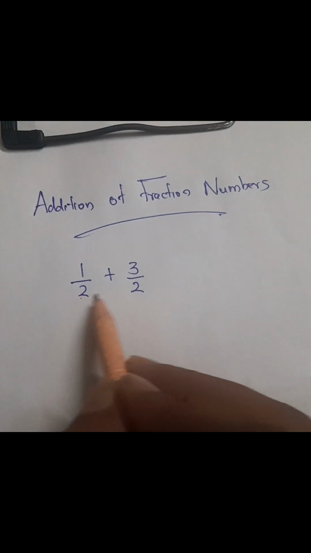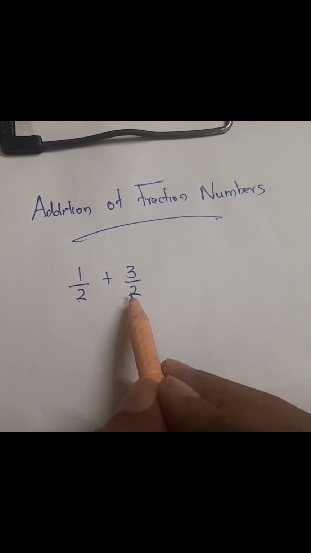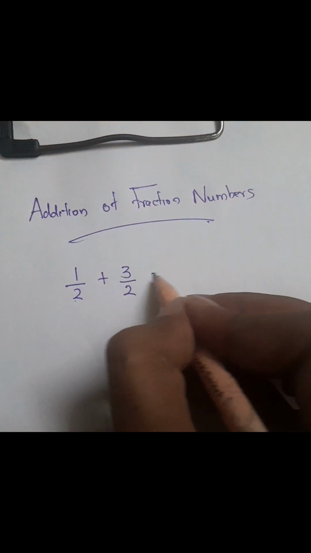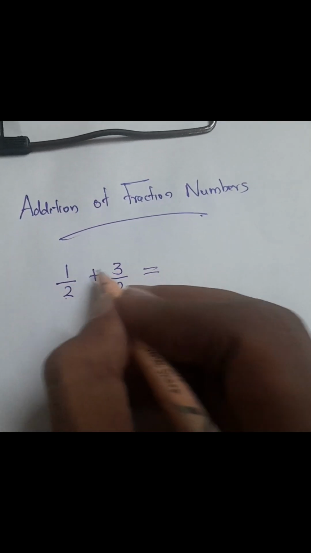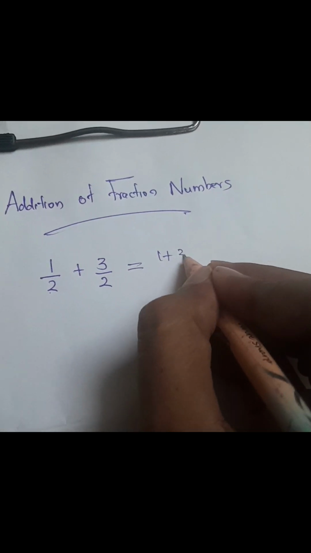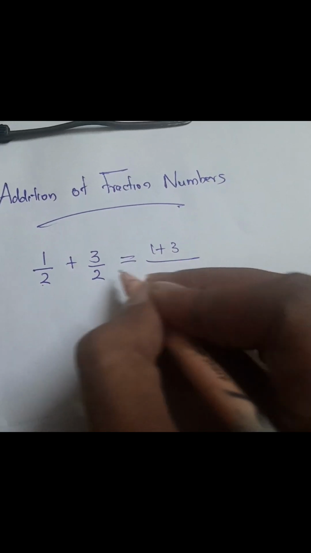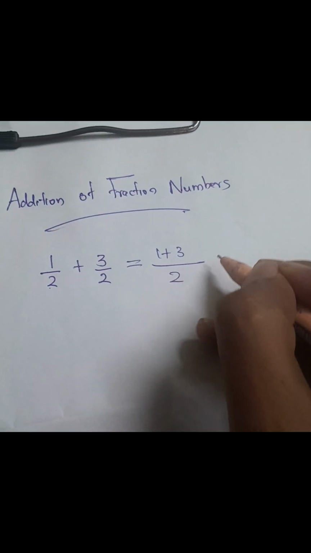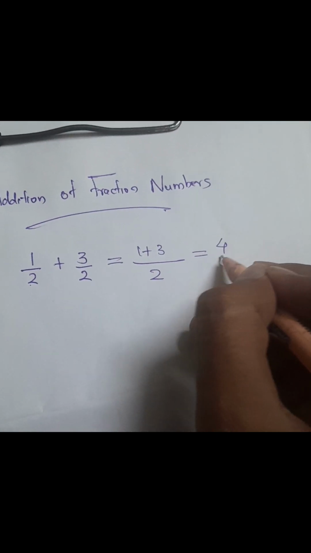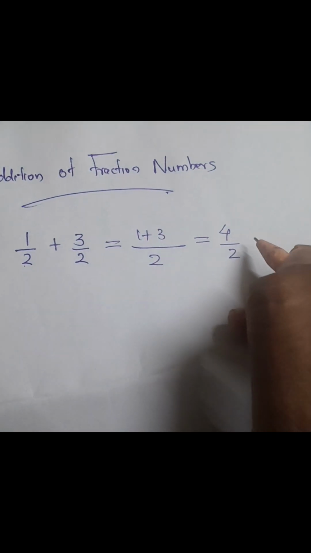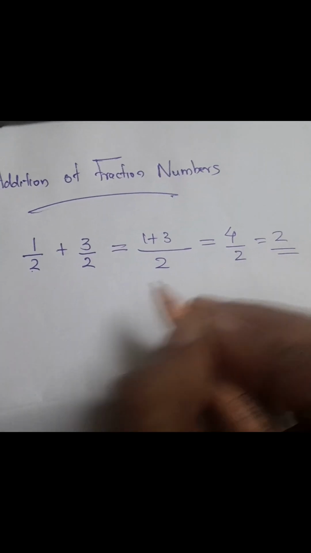Here the denominators are the same. Since the denominators are the same, we can simply add the numerators, 1 plus 3, divided by the denominator, which is 2. 4 by 2. The answer is 2.